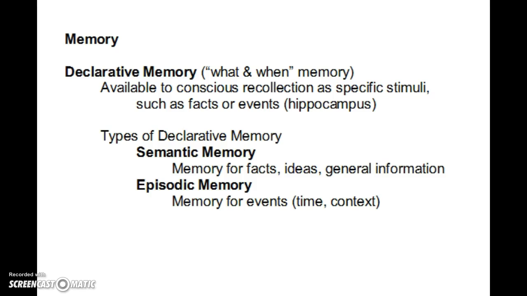One type is semantic memory, and this is memory for facts, ideas, and general information. Again, things that you might use to learn about a history class or recall ideas from a textbook. The other type of declarative memory is episodic memory. And you want to think about this as episodes, like episodes from your life. And so it's memory for events. And so we're going to think about these memories in terms of their time and in terms of their context.